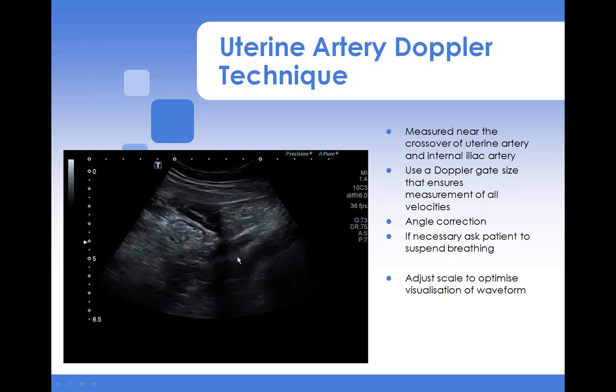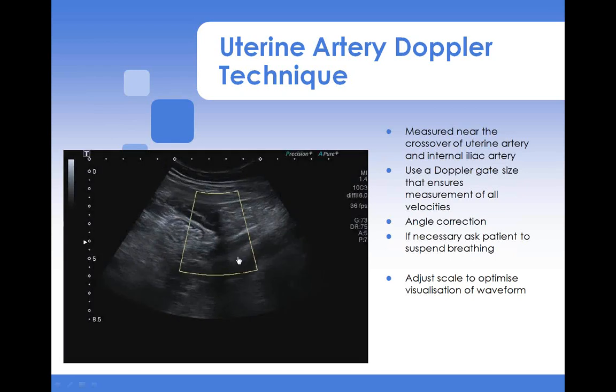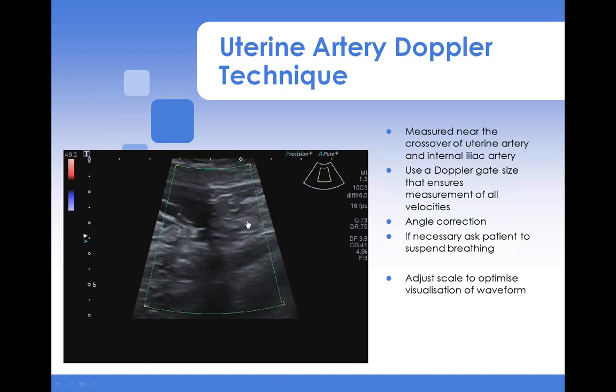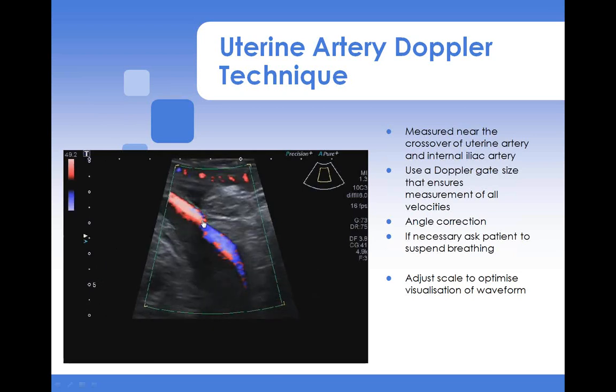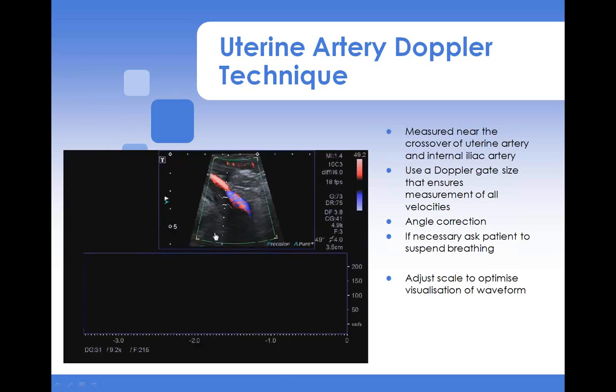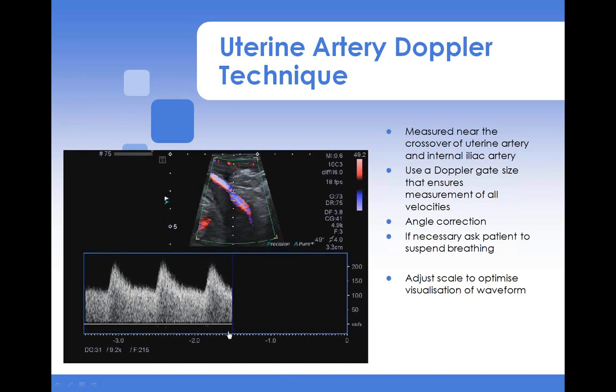I have a video that shows what I've just described. So we can see here we've used the zoom function, color Doppler to identify the vessel, put a sampling gate with angle correction, and run the trace.